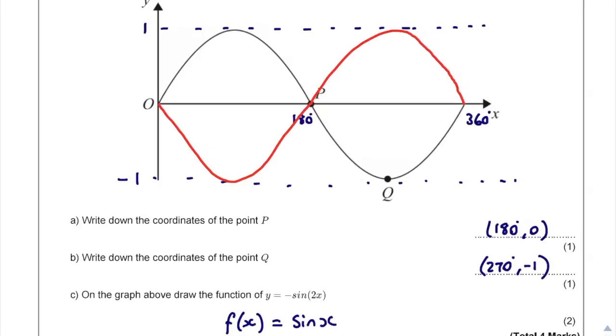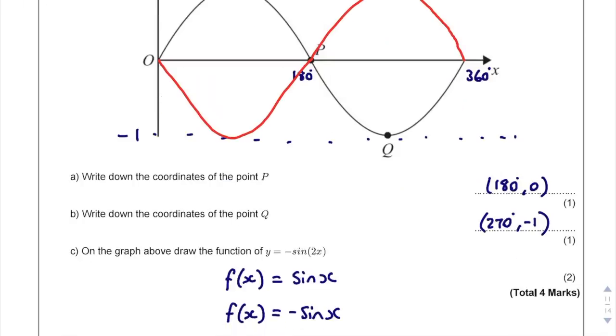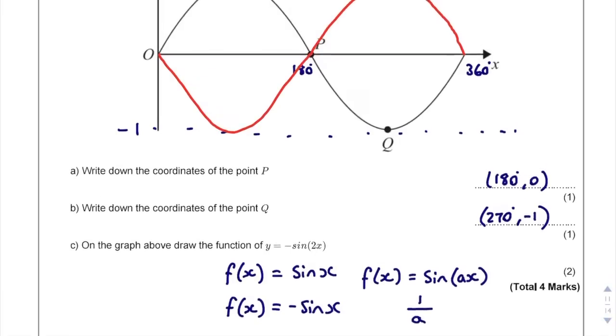But we need to see what happens when we replace x with 2x. So this is a scale factor enlargement. Now let's say I've got function sine of x, but now I'm going to have a new function which is going to be sine ax. What that means is I'm going to multiply all my x values for sine of x by 1 over a, so it's the reciprocal of a. So in this case, if I've got sine of 2x, it means I'm going to halve all my x values.